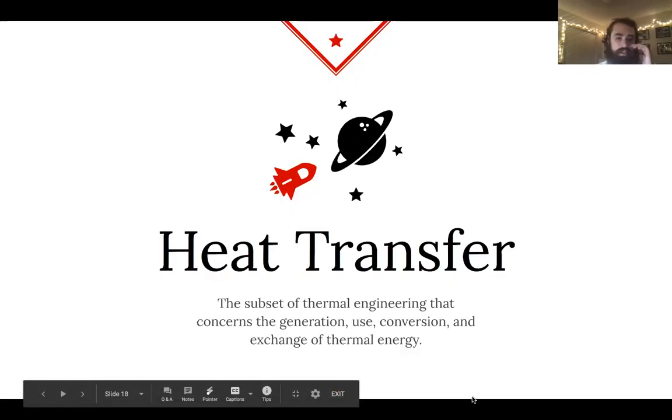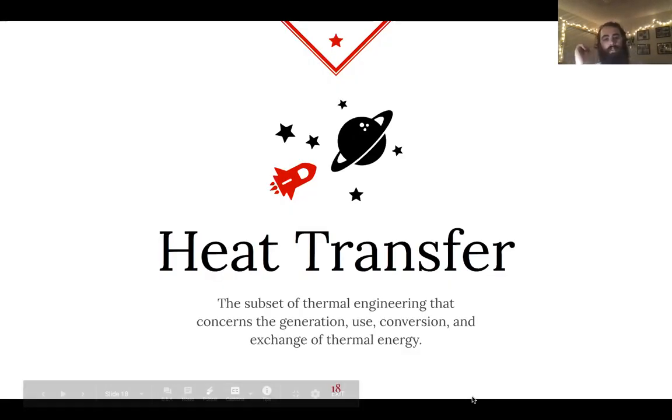So the next thing that leads us to is heat transfer. Heat transfer is a subset of thermal engineering that concerns the generation, use, conversion, and exchange of thermal energy. If you've ever burned yourself, you've experienced heat transfer. It's very simple to think about theoretically, but the math can sometimes get a little crazy.